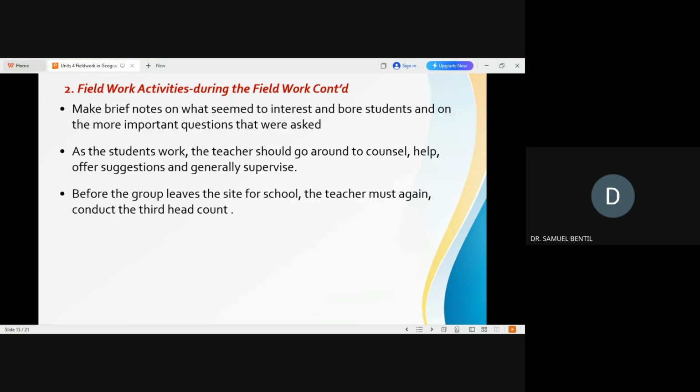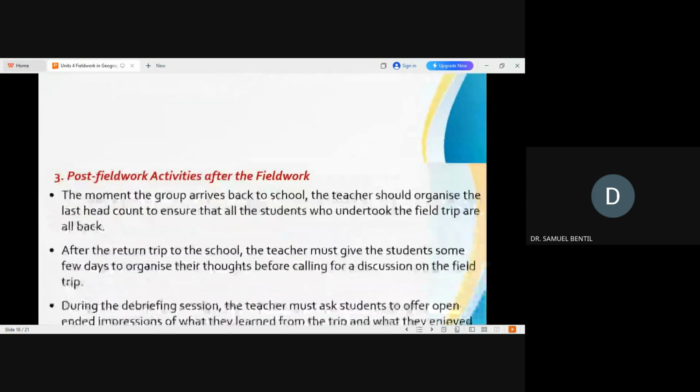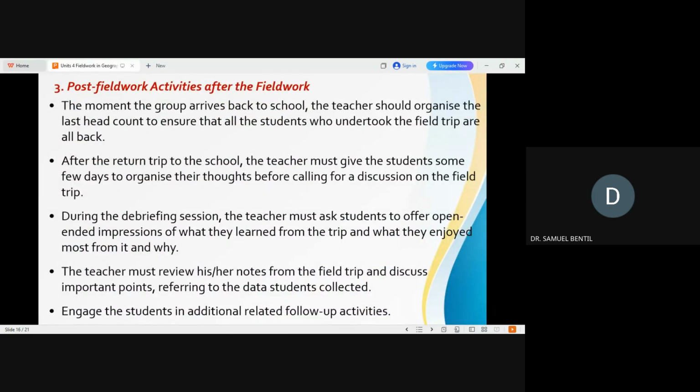So when we are done with the fieldwork activity and we are about to set off, please conduct the third head count, to know that we came with 30, we did the field activity, and we are leaving the field with the same 30. So that if someone has sneaked out to his boyfriend or to his aunties or whatever place, you can know that your number is short. So that is the third head count you must conduct.